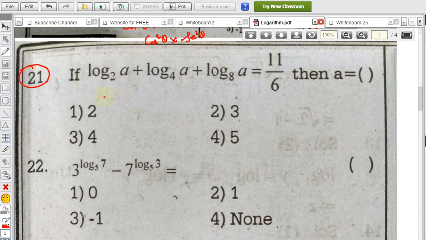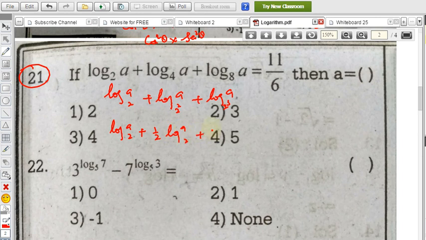Then how can you write log a to the base 2, log a to the base 2 to the power 2, log a to the base 2 to the power 3, we can write this. So log a to the base 2, plus 1 by 2 log a to the base 2, plus 1 by 3 log a to the base 2, because 2 power 3, as per the formula.